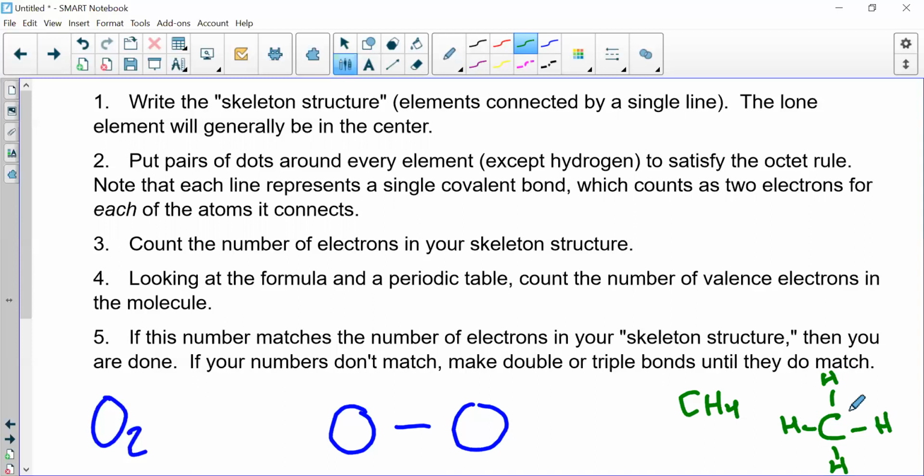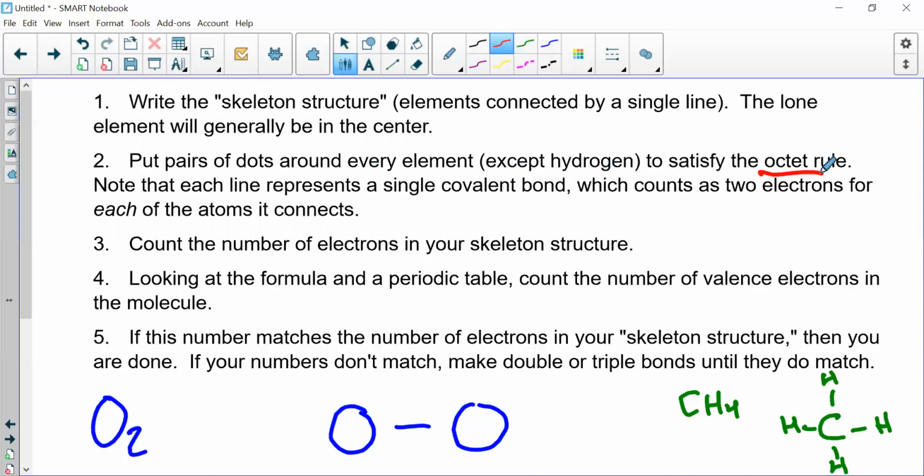And in fact, when there is more than one lone element, carbon always takes the middle. It's known as the central atom. Carbon is often in the middle. Step two, put pairs of dots around every element, except for hydrogen, to satisfy the octet rule.